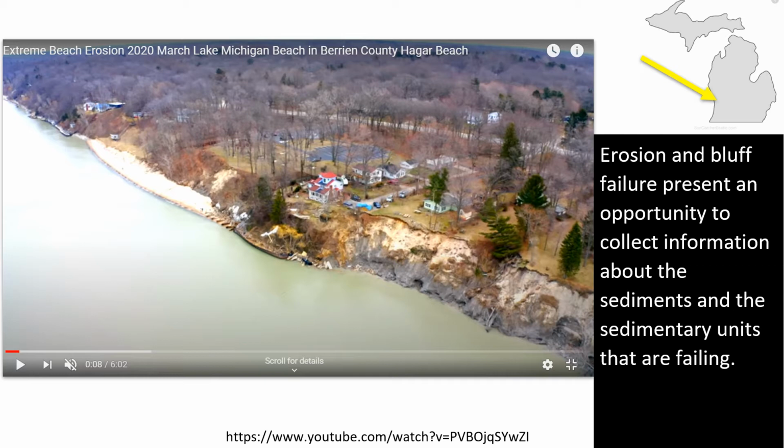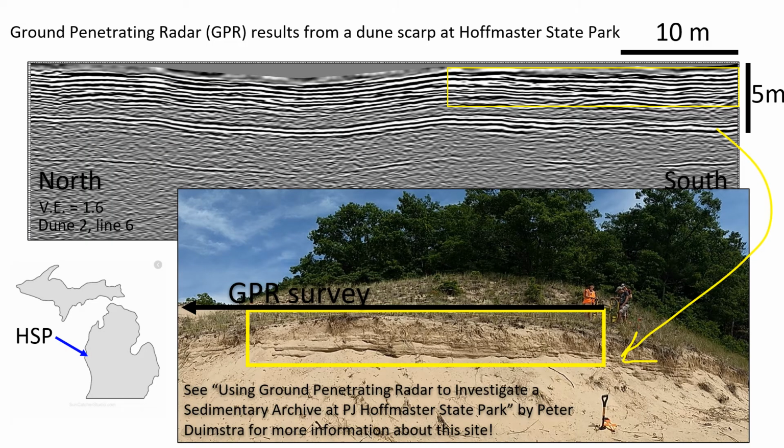Erosion and bluff failure present an opportunity to collect information about the sediments and sedimentary units that are failing. So this summer, Calvin University students and I conducted geophysical surveys on coastal areas that have been prone to erosion. Our goal was to map the internal structures of the eroded landforms. I'll show you two of our study sites. The first one is a dune scarp at Hoffmaster State Park, south of Muskegon.